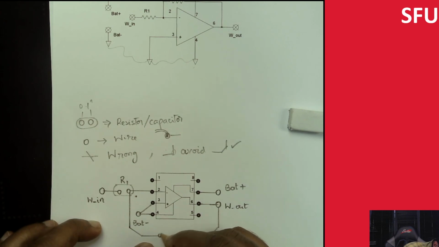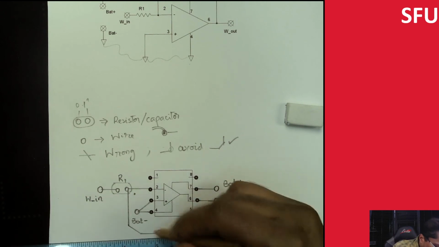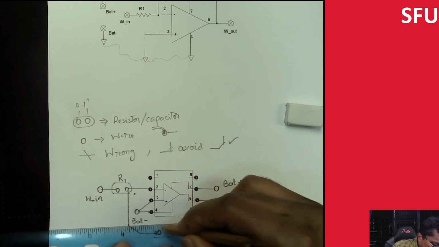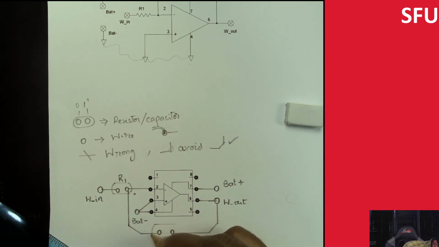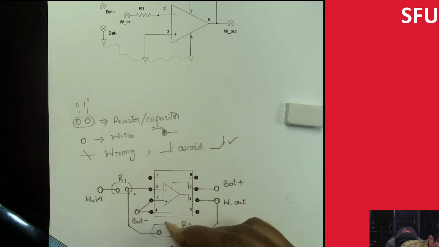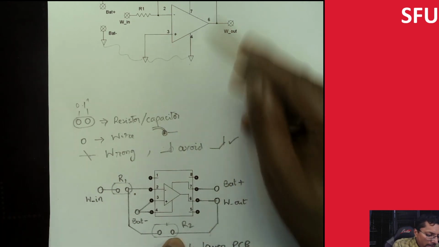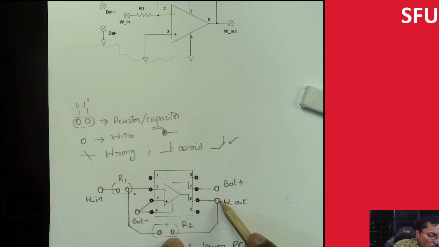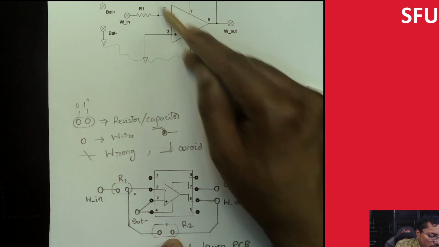Then we create a similar kind of silk outline for an R2. Call this R2. Creating the outline around it is optional, but it makes it look nicer. Then the other end of R2 is connected to here, and it's connected to output. So this is connected, and we're done with this.